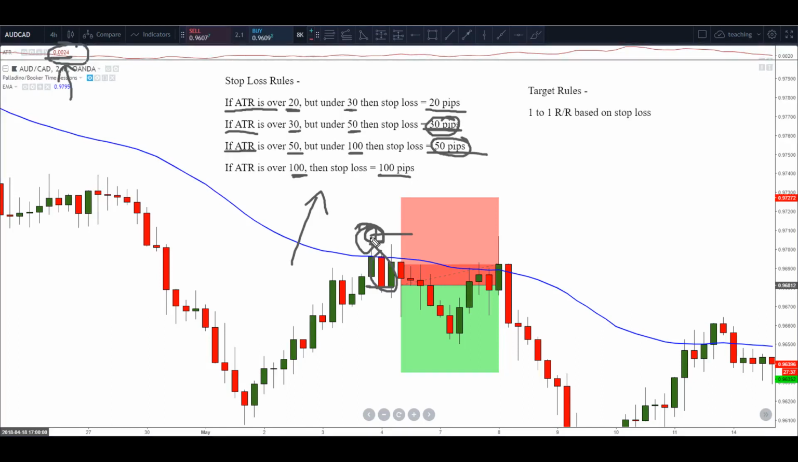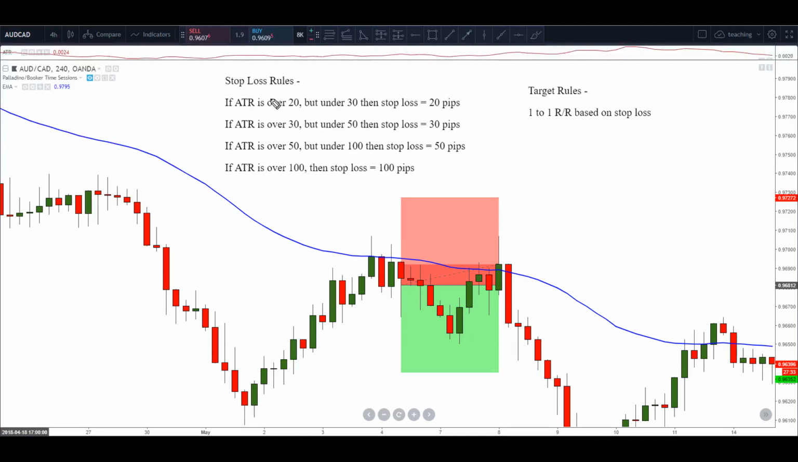Hopefully that is pretty easy to comprehend. I don't feel like that's a very difficult concept. What we're doing is just looking at this ATR indicator up here in the top left-hand corner of the screen that we applied to the chart in the earlier lessons. If that number is between 20 and 30, we're using a 20 pip stop. If that number is between 30 and 49, then we're using a 30 pip stop. If it's between 50 and 100, we're using a 50 pip stop. And anything over 100 is a 100 pip stop, all above the previous swing high.